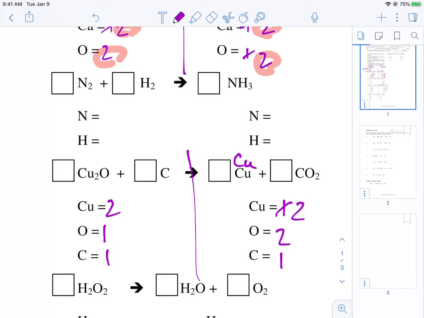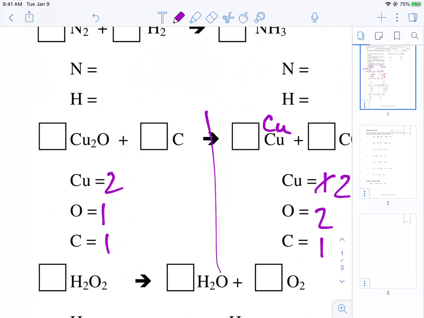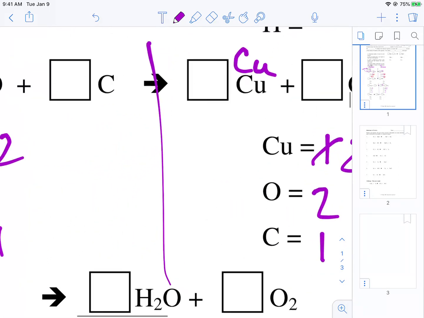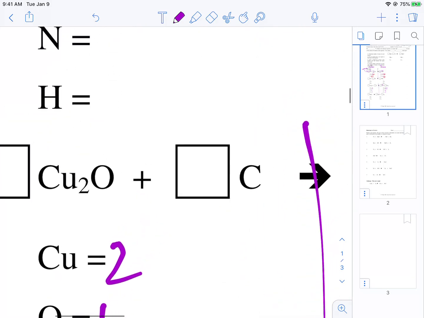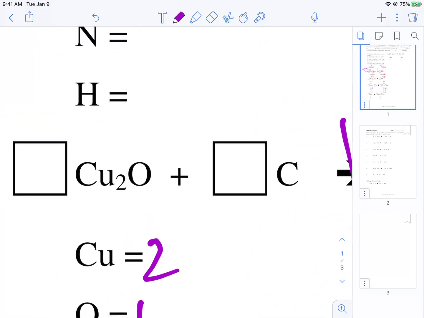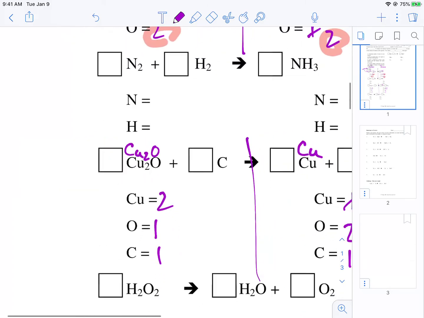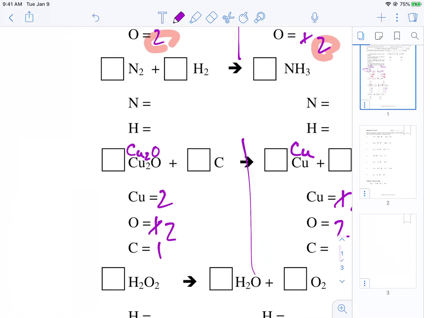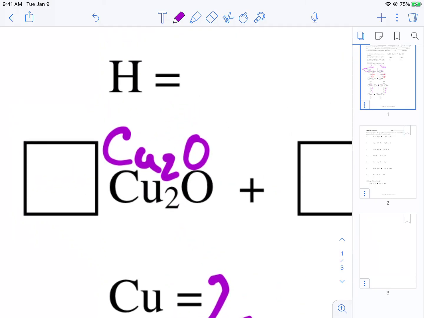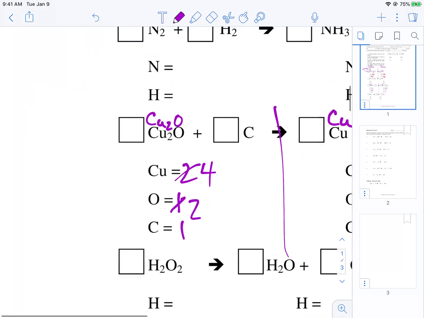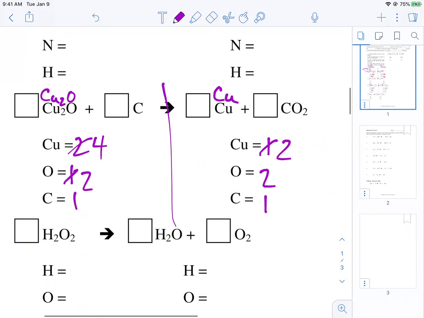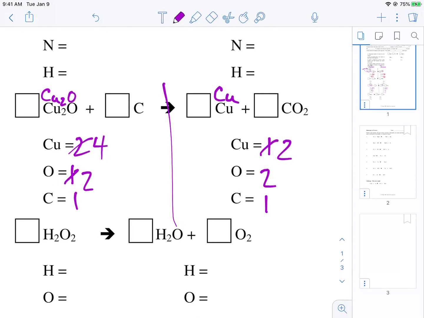But now my oxygen is out of whack over here. I've got 1 on the left and 2 on the right, so I need more oxygen on the left. Since oxygen is written with 2 coppers here, and that's the only way I can add it, I write Cu2O. Now I've got 2 oxygens, but I've got 2 coppers and 2 more coppers, which gets me a total of 4. So now oxygen looks good, carbon looks good, copper does not.